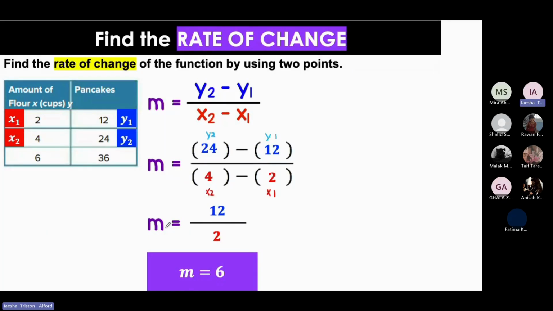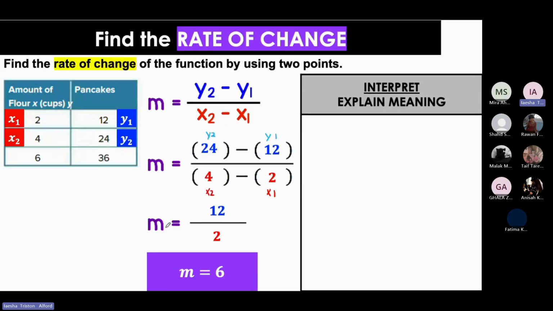The last thing they want about the rates of change is to explain, interpret what is the meaning of the number positive 6. So the first thing you have to say is increase, decrease, or no change. Increase. This one is going to be increase. How do you know it's increase? Because it's positive. Good, because the slope is positive.